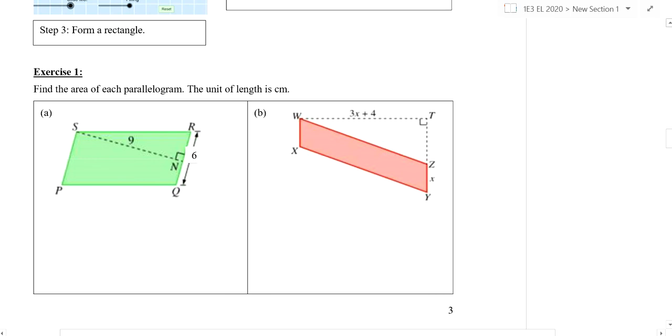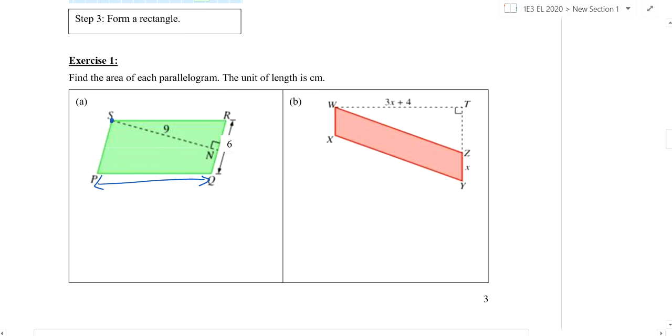Find the area of each parallelogram. So here, our parallelogram has 4 sides. 1, 2, 3, 4. We need to determine which side to use as the base or the length. So suppose we choose PQ as the base or the length, then the corresponding perpendicular height is from S down. But I do not know this perpendicular height. So choosing PQ as the base doesn't help me at all. So let's try instead to use RQ as the base.